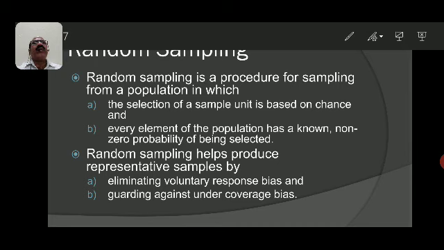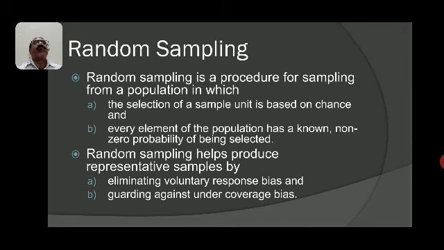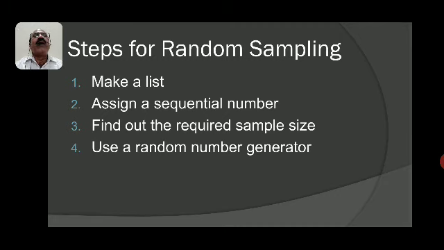Then random sampling helps produce representative samples by eliminating voluntary person's bias. So there is nothing like, okay, I have come forward, now I have reached, you accept me as a sample. No, that cannot be. That means that will be biased. Then guarding against undercoverage bias. So you cannot have something that undermines or does not conform to the norm. Then how it is being done step by step, we can work it out.